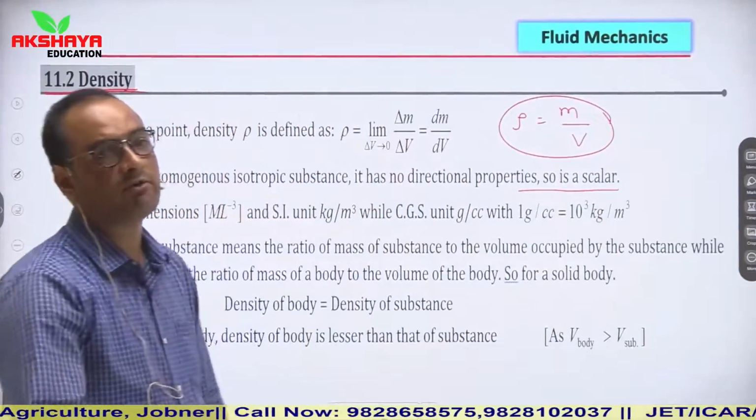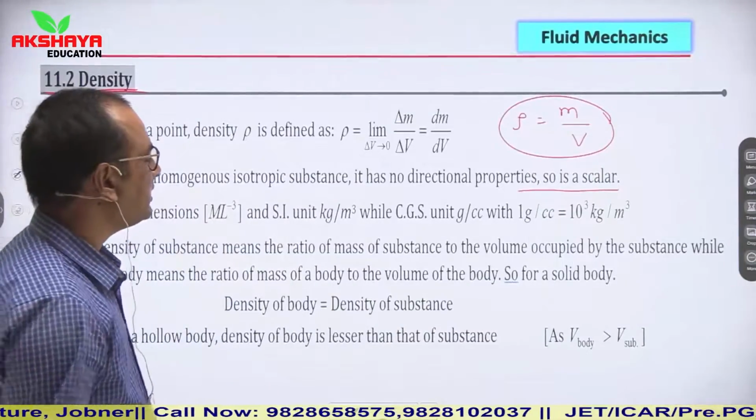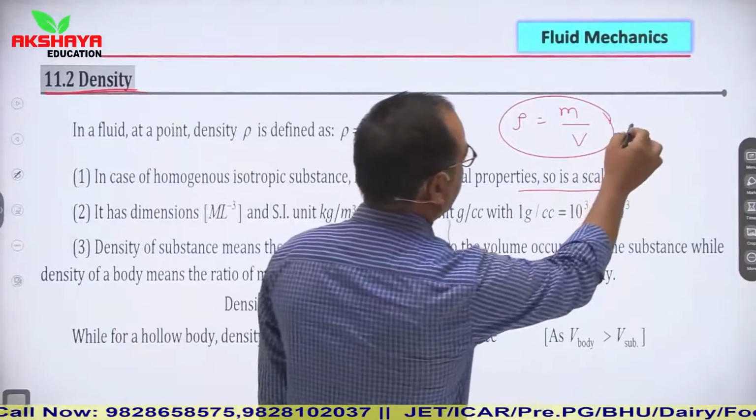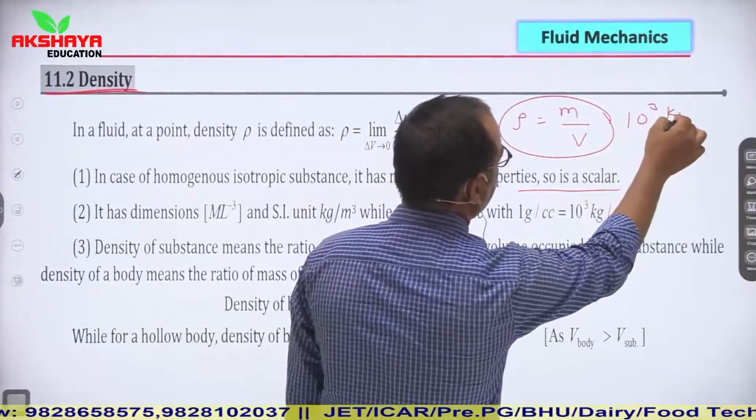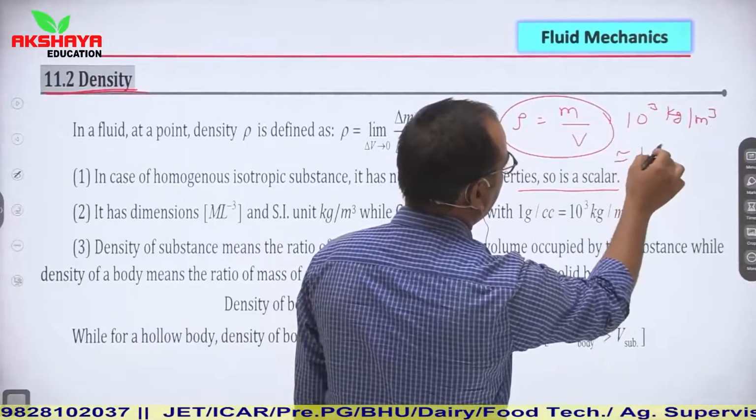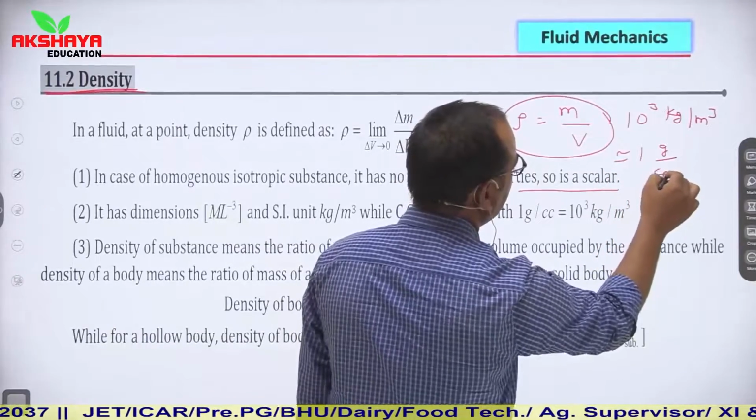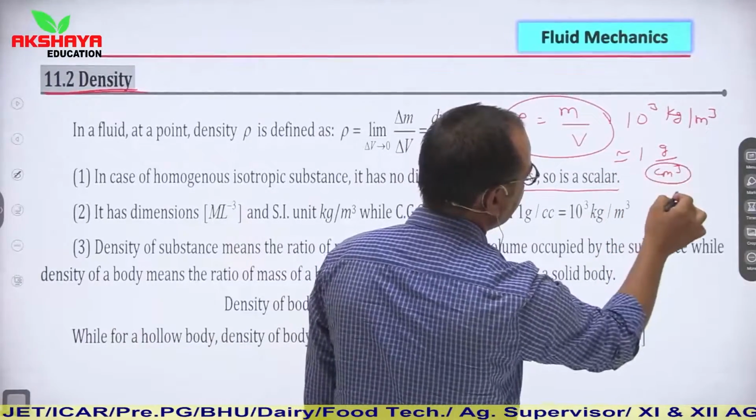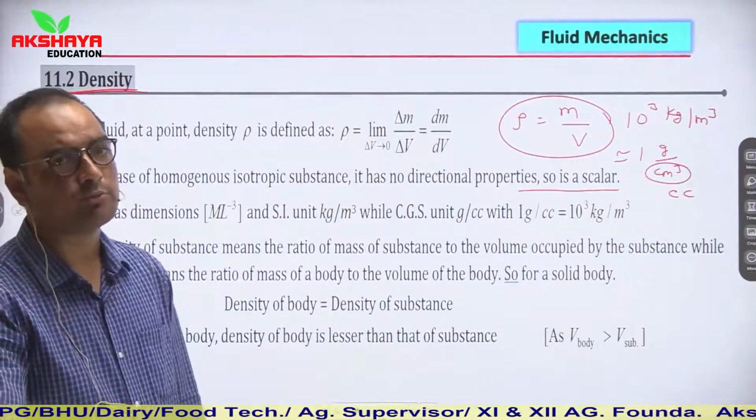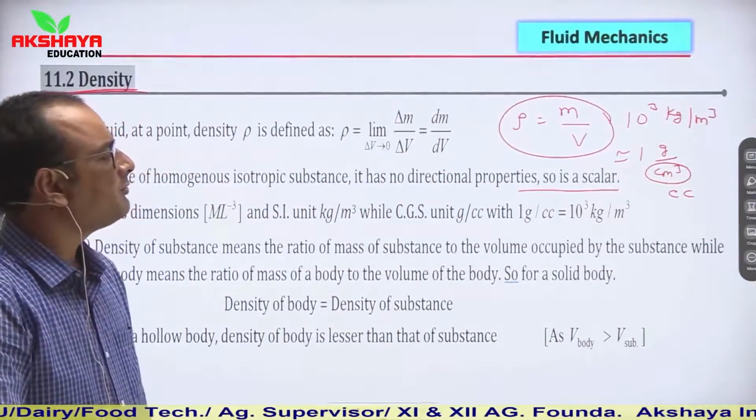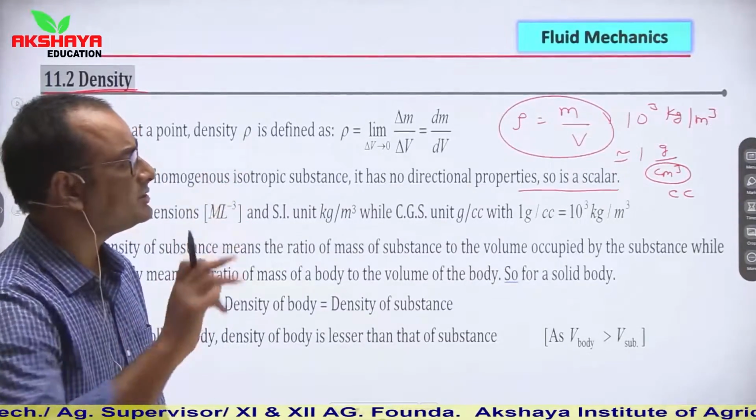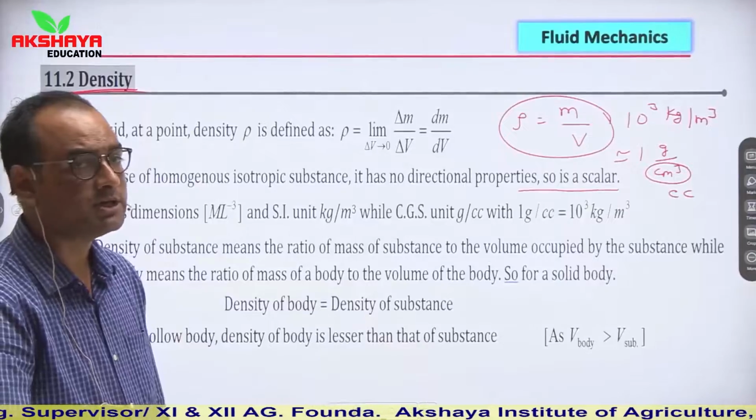If we talk about the density of water, then in SI unit it is 10 to the power 3 kg per meter cube, or you can say 1 gram per centimeter cube, or this centimeter cube can also be written as cc, cubic centimeter. Cc means cubic centimeter. So the density of water is 1 gram per centimeter cube, or in SI unit system it is 10 to the power 3 kg per meter cube.